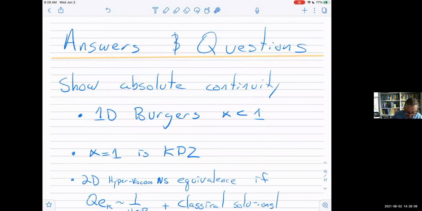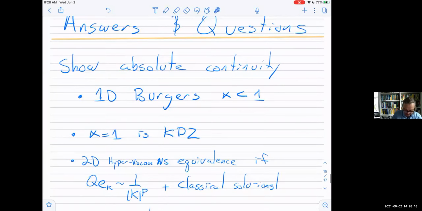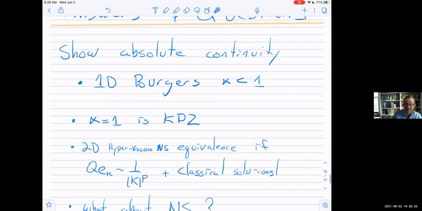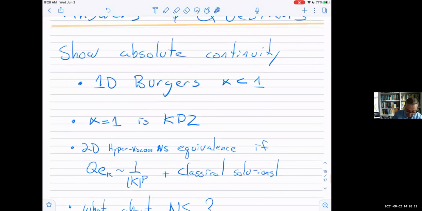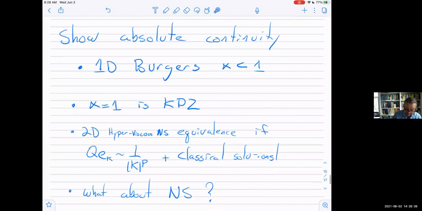All right, so let me summarize what we've answered and some questions that are raised by those answers. We've shown absolute continuity for alpha just less than Burgers, just less than KPZ, with respect to the Gaussian measure. So we've shown that there is a natural Gaussian measure, and KPZ seems to be the endpoint of these methods. So there's a natural question: does it work for the endpoint?